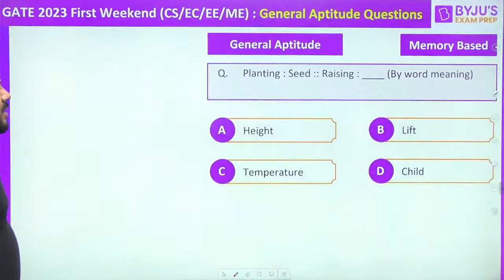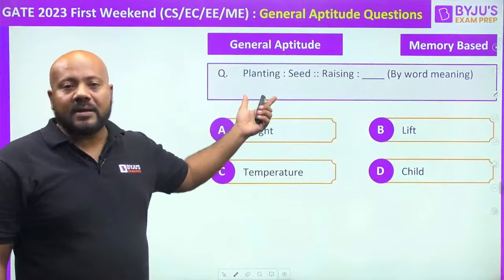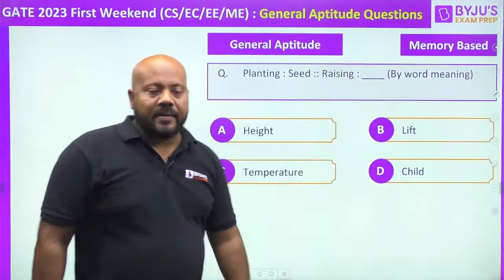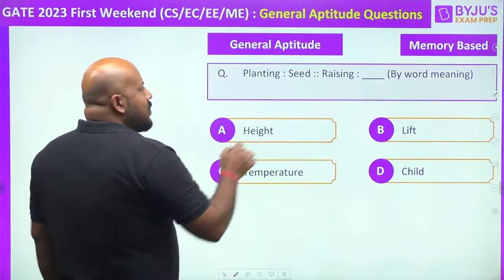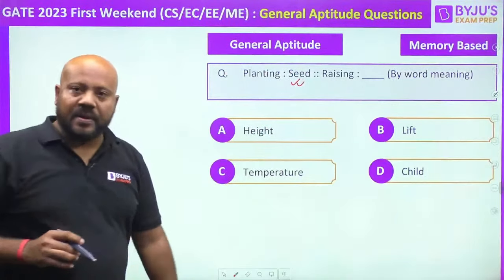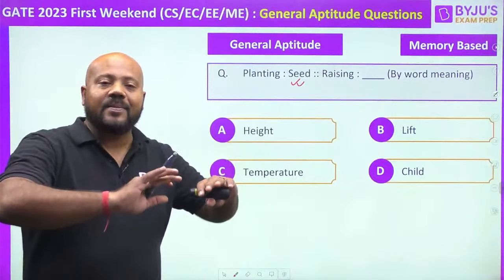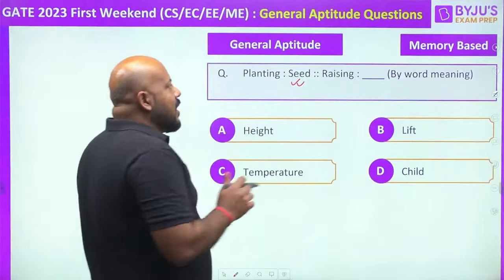See the next question. Now again there is a question. 2 words are given with certain relation. 1 word is given, the next word, absent word you have to find. He is saying planting and seed. Now please understand. What you do with the seed? You plant the seed and the plant becomes a matured plant or a tree. Yes or no?